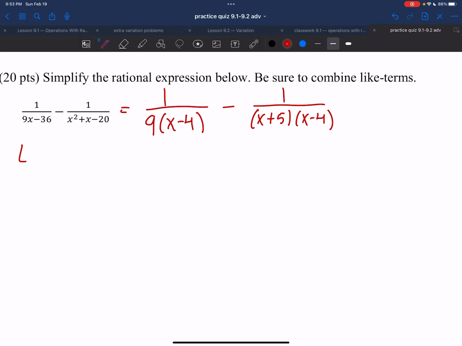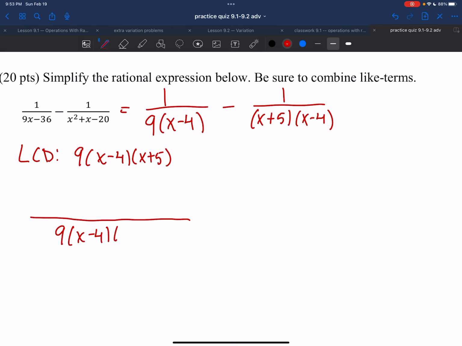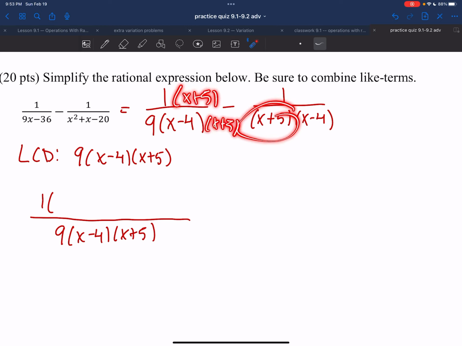So let's identify your LCD. It is 9 times x minus 4 times x plus 5. Okay? And so now I just need to multiply each fraction so that they have the LCD. So I know that the least common denominator is 9 times x minus 4 times x plus 5. But in the numerators, I've got 1 times the missing denominator, right? I've got my 9. I've got my x minus 4. I need x plus 5, so I got to put an x plus 5 up here, top and bottom, right?